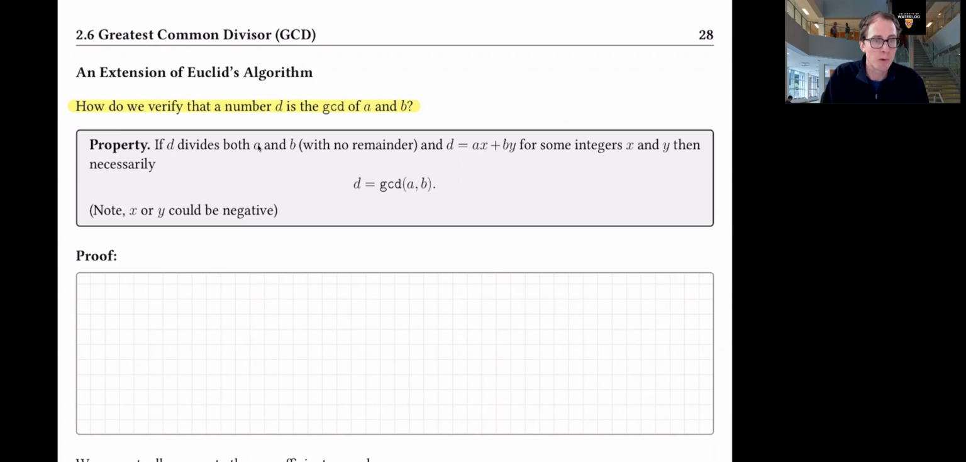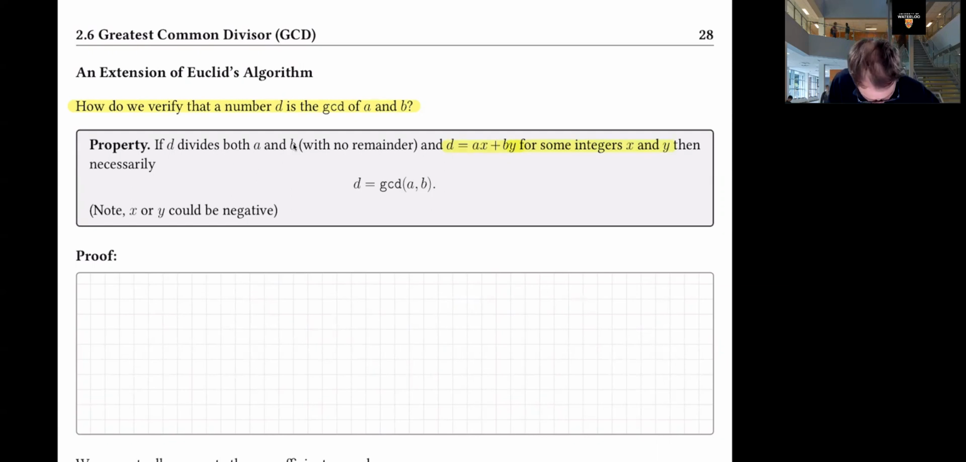So if D divides both A and B, that's necessary for it to be a candidate for the greatest common divisor. And D can be written as AX plus BY for some integers, X and Y. Then necessarily D has to be the greatest common divisor. And notice that these X and Y could be negative numbers. They're integers, but they could be positive or negative. So why is that true? First of all, by this first statement, D divides both A and B.